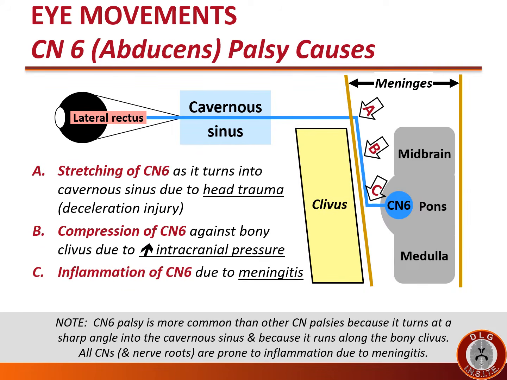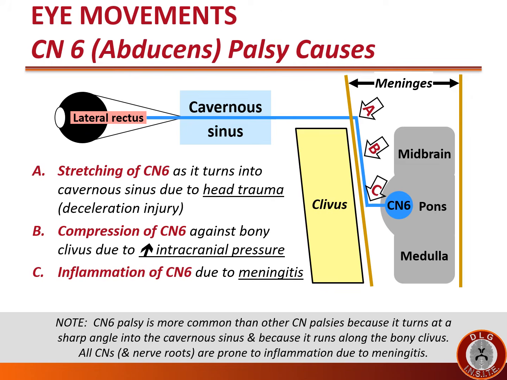The most common cranial nerve palsy is cranial nerve 6 or abducens nerve palsy because there are three distinct pathologic processes that may lead to cranial nerve 6 dysfunction. Let's start by reviewing the anatomy. Cranial nerve 6 nucleus is in the pons, and the cranial nerve 6 leaves the pons anterolaterally, then runs up the meninges along the clivus behind it. The clivus is bone, and then takes a right angle into the cavernous sinus before proceeding into the orbit and controlling the lateral rectus.